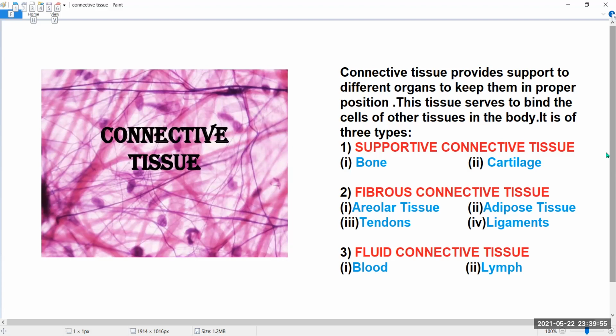Supportive connective tissue is further of two types, bone and cartilage. Fibrous connective tissue is further of four types: areolar tissue, adipose tissue, tendons, and ligaments. And the fluid connective tissue is of two types, that is blood and lymph. Let us discuss these in detail.